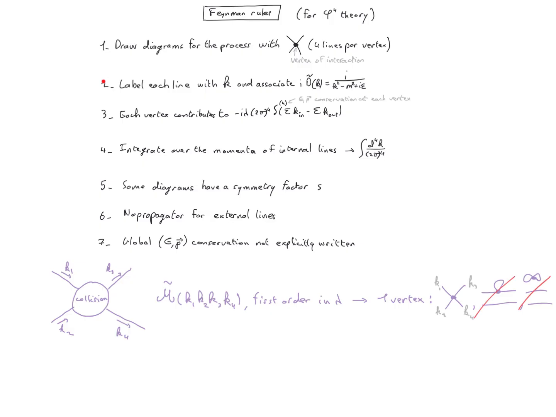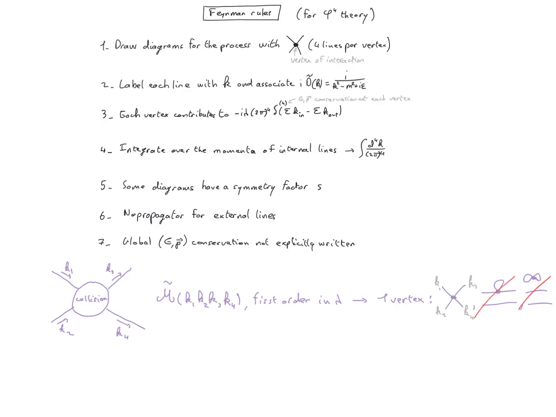The second rule tells us to associate a k with each line. So these are given by the incoming and outgoing four-momenta. We have k1, k2, k3, k4. And we should in principle also associate a propagator for each of these lines. But according to rule number 6, we have no propagator for external lines. So we don't need to incorporate any propagator here, and that's because we have no internal line.